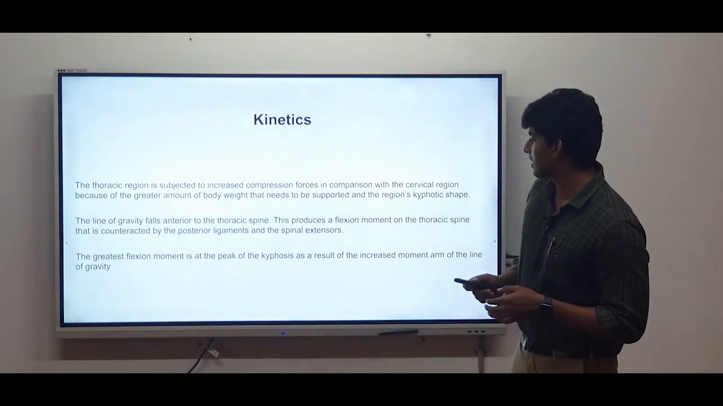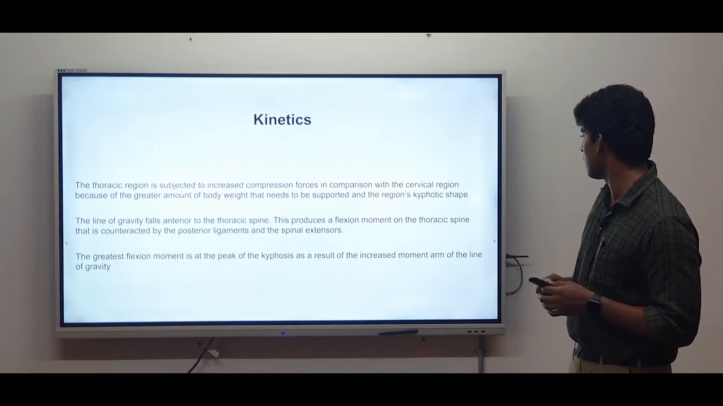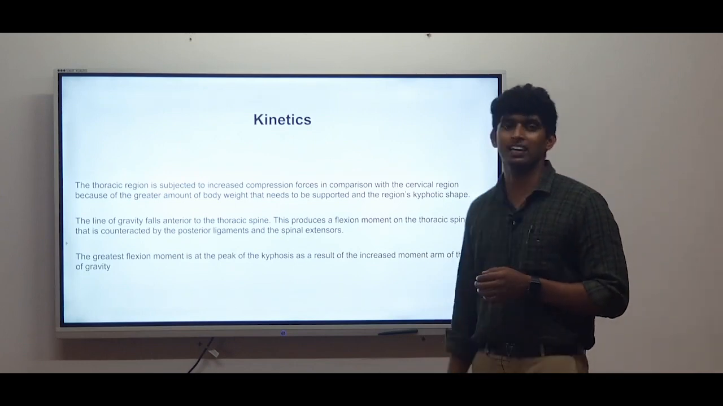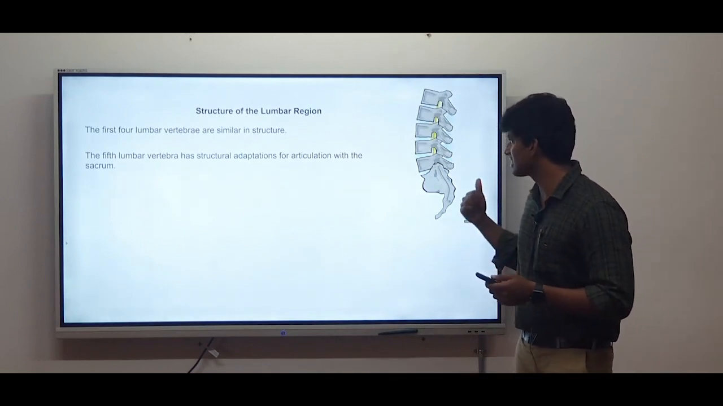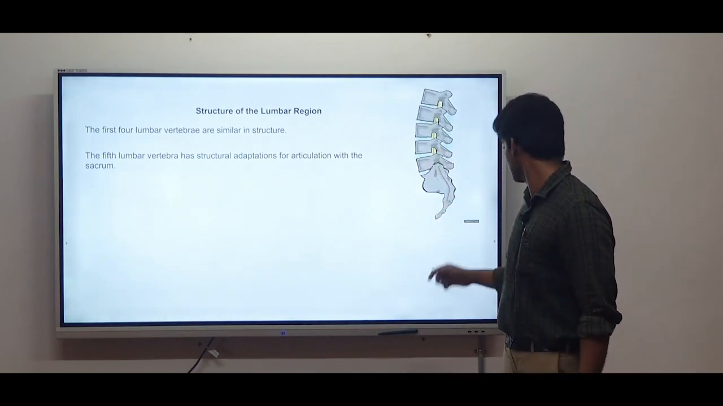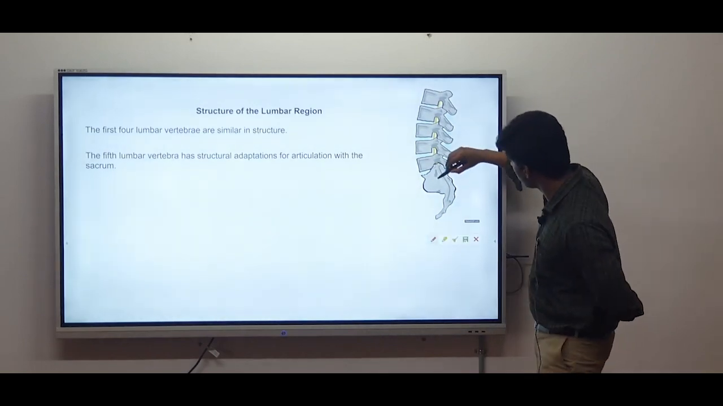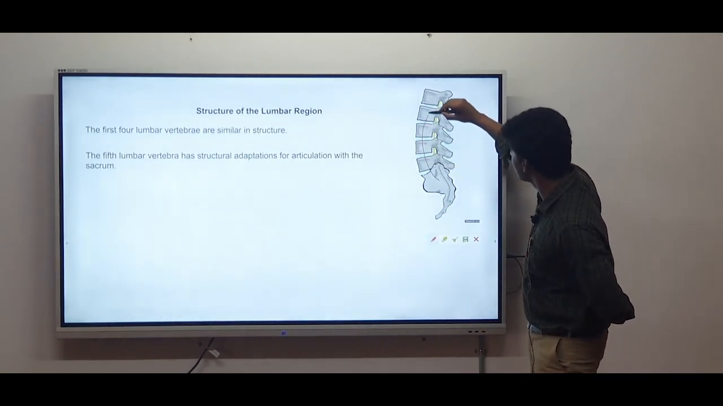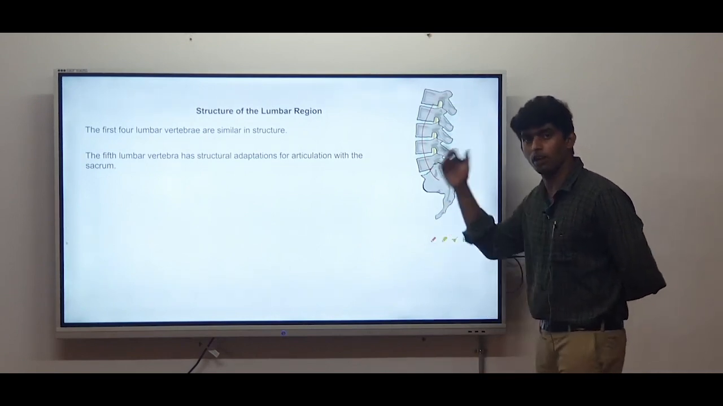Now, the greatest flexion movement is at the peak of kyphosis as a result of increased movement arm to the line of the gravity. Now, we will discuss the structure of the lumbar region. As you will be able to see here, in the lumbar area, a mild lordotic curve will be there because of the body weight.